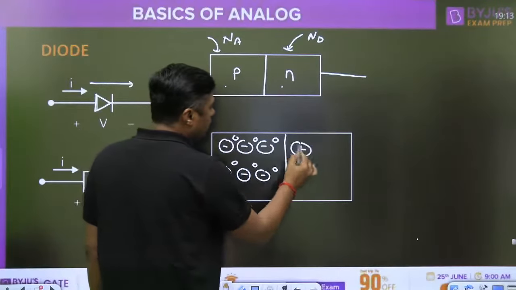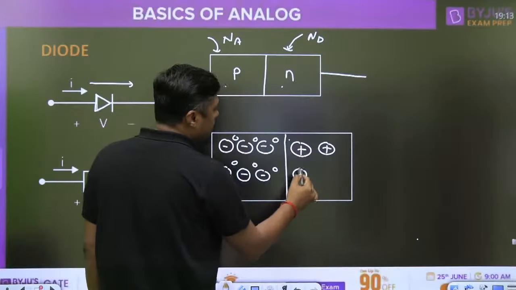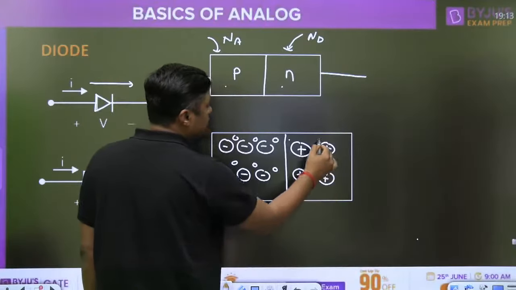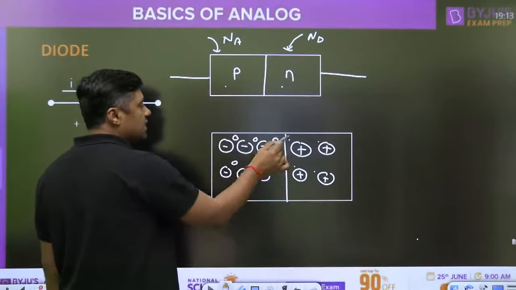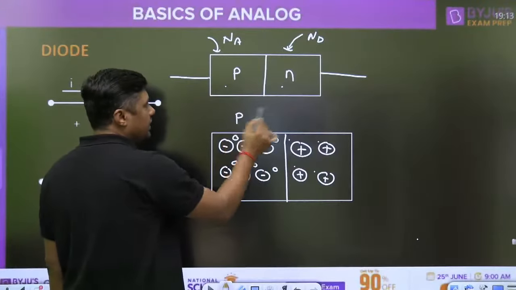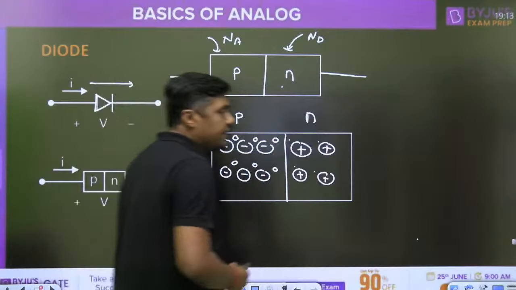Here it will donate one electron and become the positive ion, and that's why the donor ion is a positive ion. And acceptor ions are what? Negative ions. This is the hole and that is the electron. This will become P type and that will become N type.